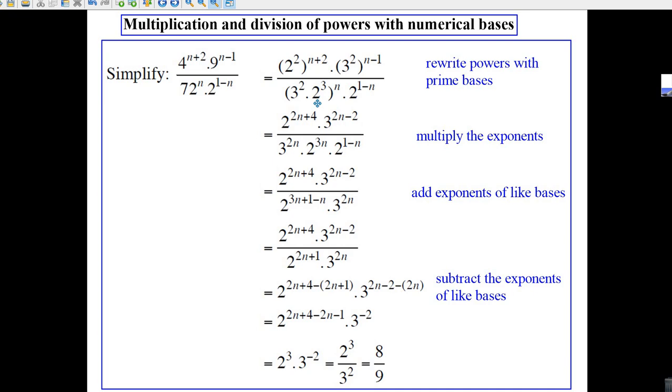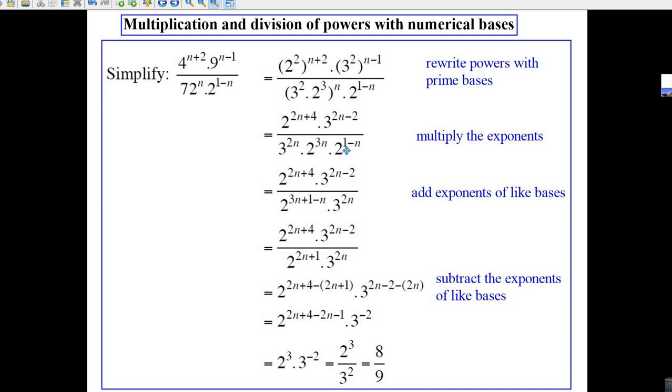Now we apply this law: when you put a power to a power, you multiply. 2 times n is 2n. 2 times 2 is 4. 2 times n is 2n. 2 times minus 2 is minus 2. 3 times n is 3n. So we just multiplied those out.